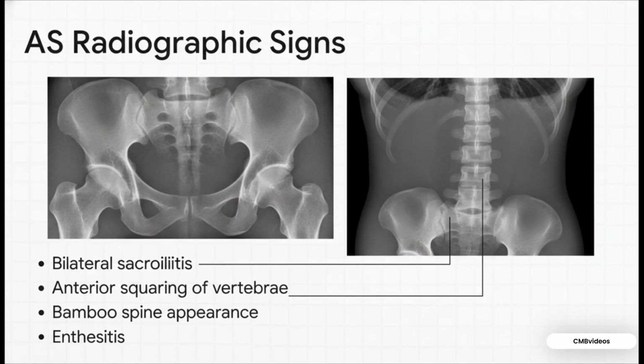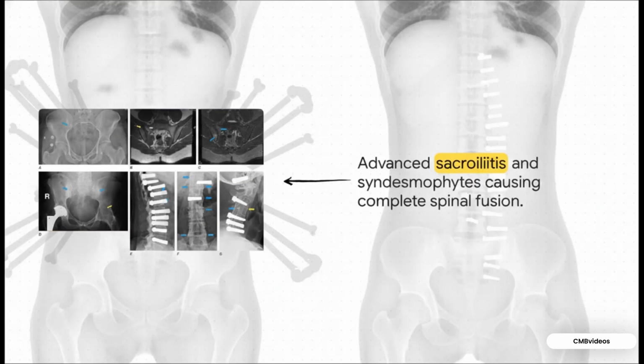As that chronic inflammation moves up the spine, it causes the anterior corners of the vertebrae to erode and then sclerose, creating this classic anterior squaring of the vertebral bodies. Eventually, the body tries to heal this constant inflammation by laying down new bone, creating bridging syndesmophytes that span the intervertebral discs, culminating in a bamboo spine appearance. You'll also frequently spot enthesitis with periosteal reaction. Just notice how incredibly dramatic this architectural change is.